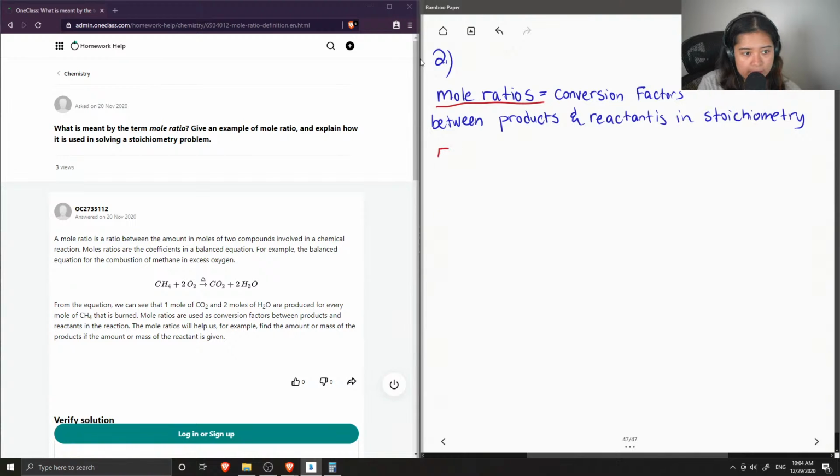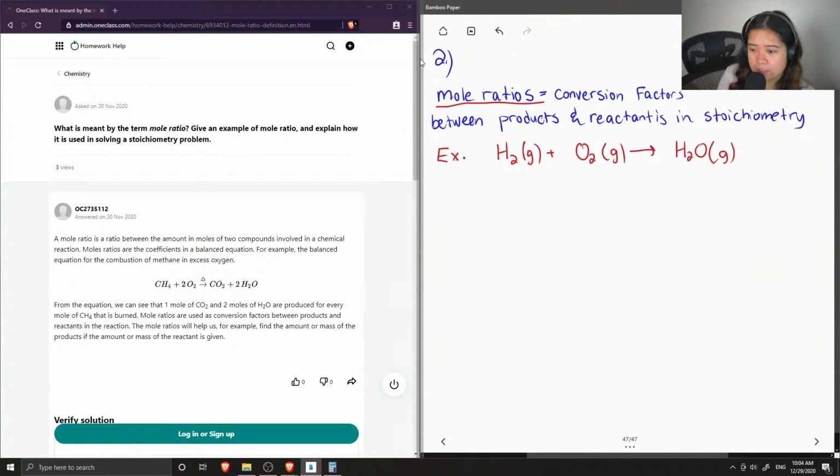Okay, so let's have an example. Let's say we had hydrogen gas plus oxygen coming together to form H2O gas.